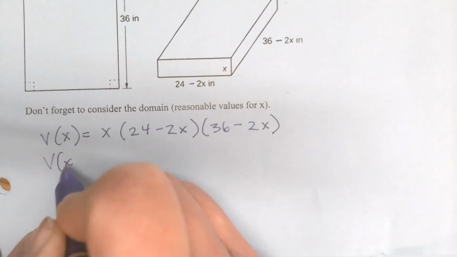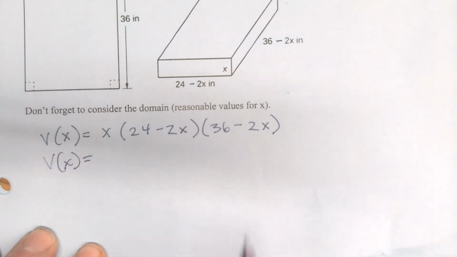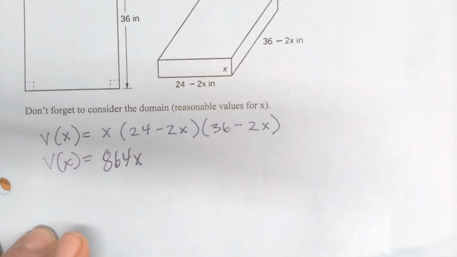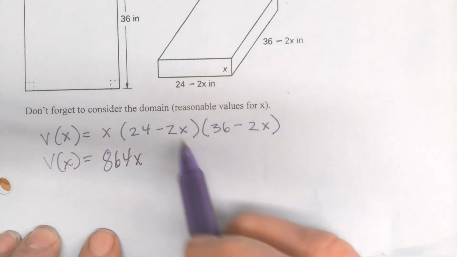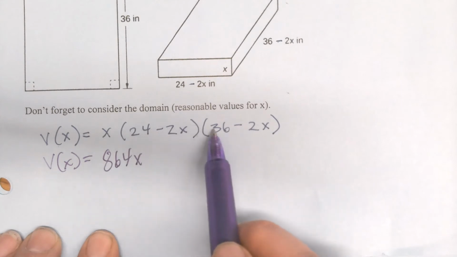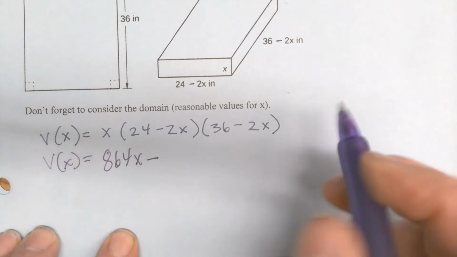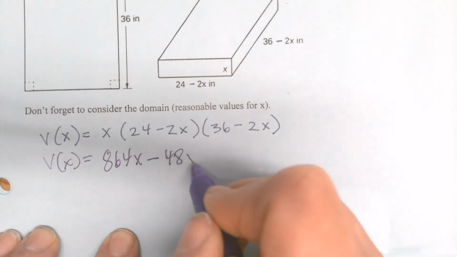I will start by simplifying b of x, and I'll multiply that all through. I'm going to grab a calculator so I can go through that. I get 24 times... So my first, I should get 864x. I'm just distributing through. I did x times 24 times 36. Now I'll do x times 24 times negative 2x. So that's minus 48x squared.